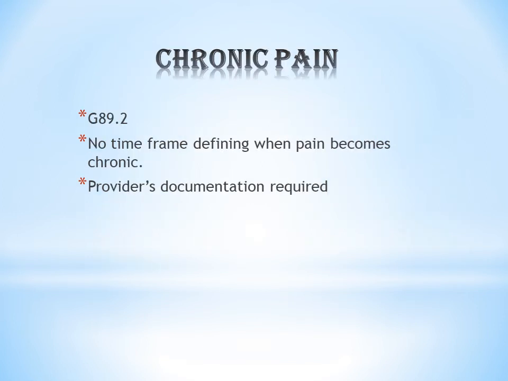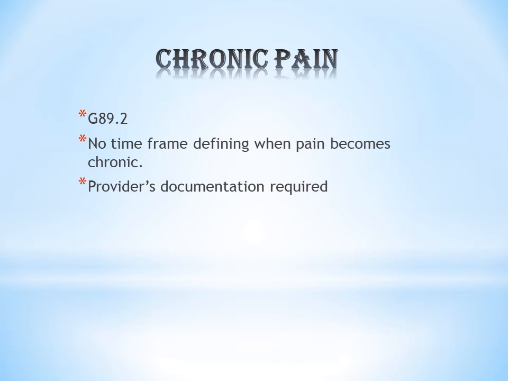Next one is chronic pain. So what is acute and chronic pain? Acute pain means recent, sudden in onset. Chronic pain means prolonged, of long duration. So the pain code for chronic pain is G89.2. Even though chronic means long term duration, you cannot code this G89.2 as your own wish. That is, the provider's documentation is required to code for G89.2.